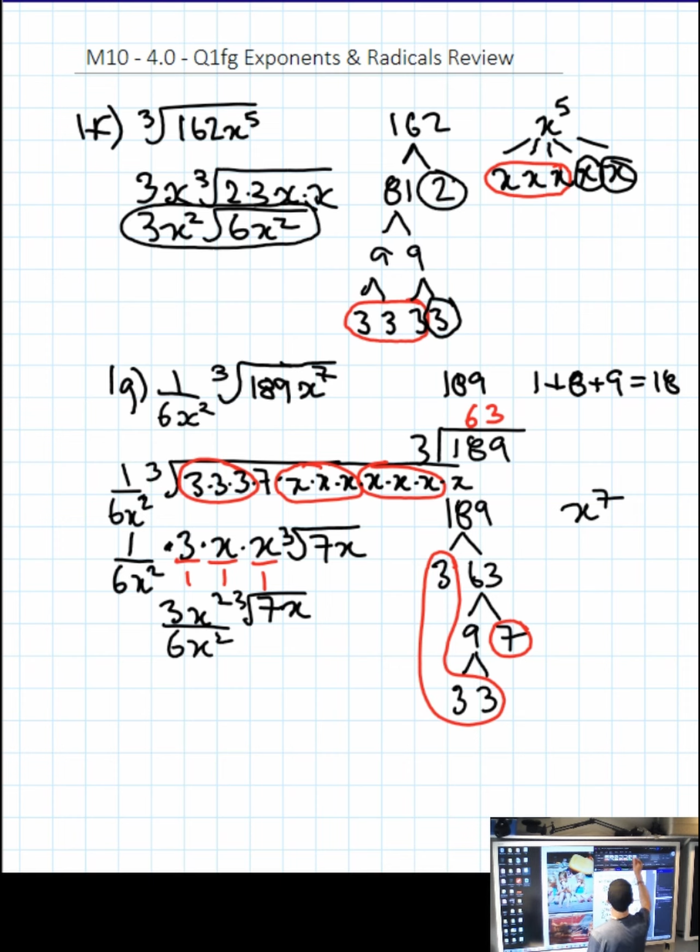Now we have an x squared on the top and the bottom, so we can divide the top and bottom by x squared and cancel. We can simplify the fraction in front. We have 1 over 2, cube root 7x, circle your answer. Great, so lots of extra work like working with fractions and exponents along with simplifying radicals.